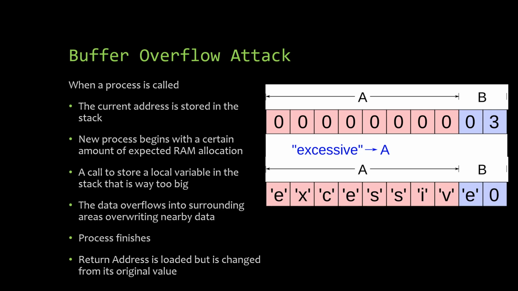So during an attack, what will happen is the current address is stored in the stack as the return address. The new process begins and a certain amount of RAM is allocated. And then during that process, there's a call to store a local variable in the stack. But it doesn't check that that local variable is way too big for what it was actually allocated, and it gets stored anyway. That data overflows into surrounding areas, overwriting the nearby data. And then the process finishes and that return address is loaded, but it's changed from its original value because it got overwritten by that variable.